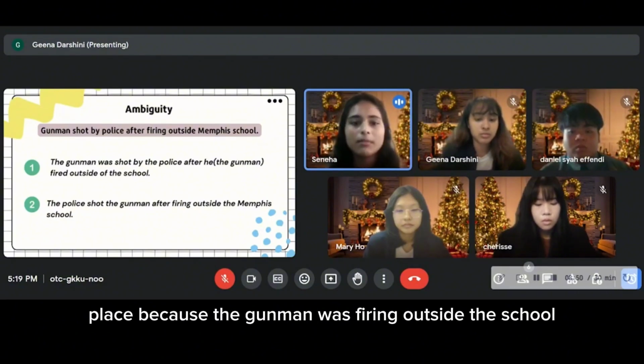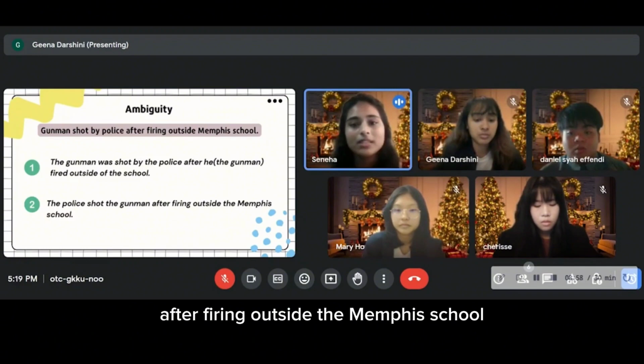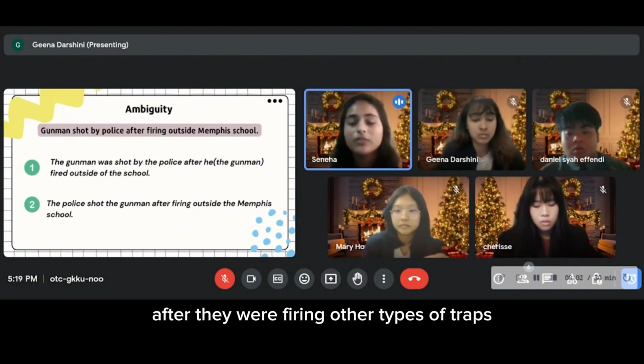Possibly, this situation took place because the gunman was firing outside the school. Secondly, it could be that the police shot the gunman after firing outside the Memphis school. In this interpretation, the police officers received information after they were firing other types of threats.